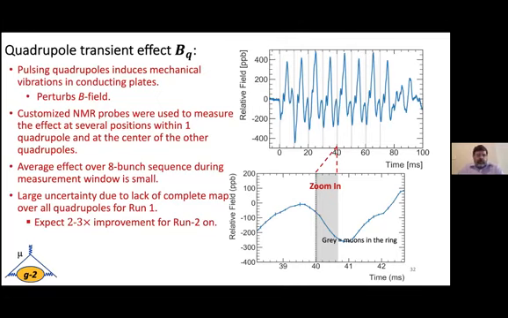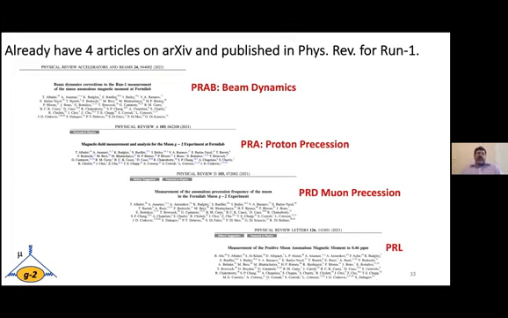Now, going forward, we expect to improve our understanding of the systematic effect by a factor of 2 to 3, because basically we're going to do more measurements to better understand the effect for run 2 on.